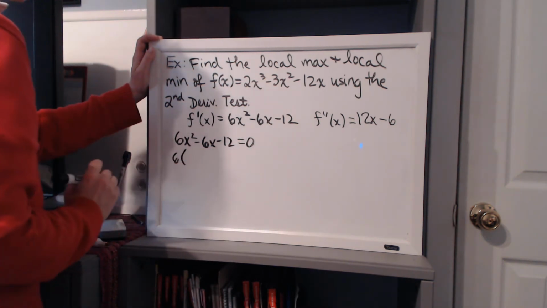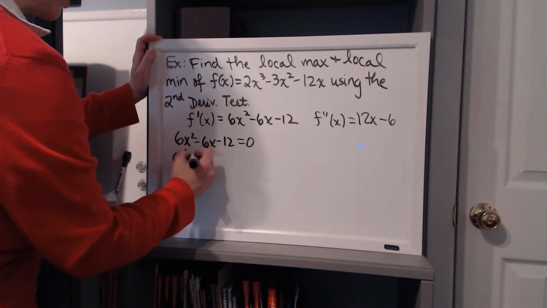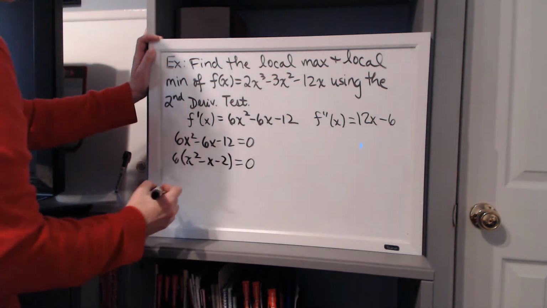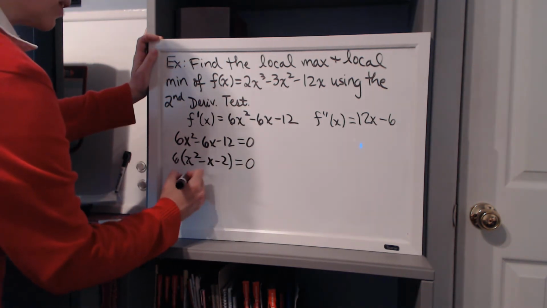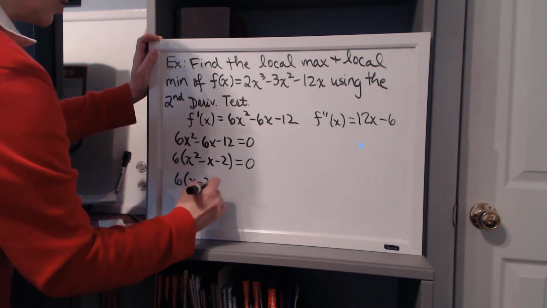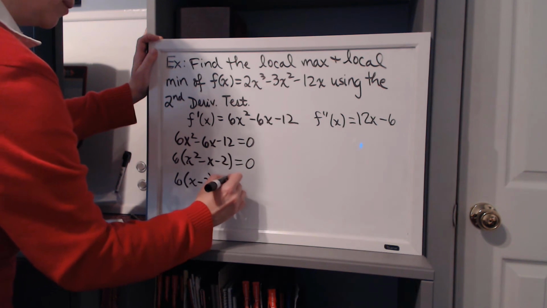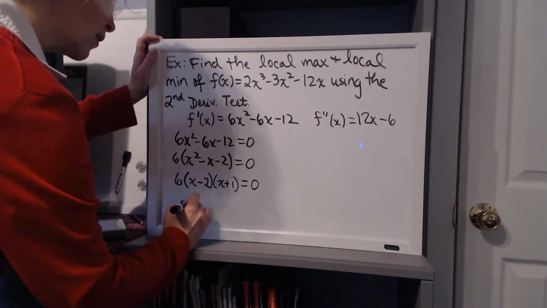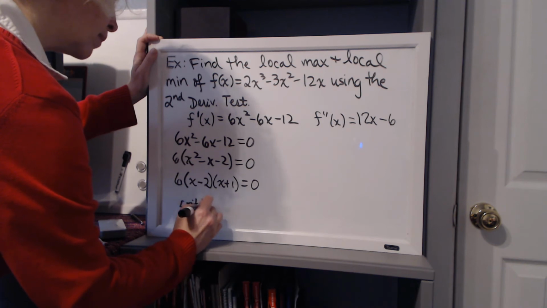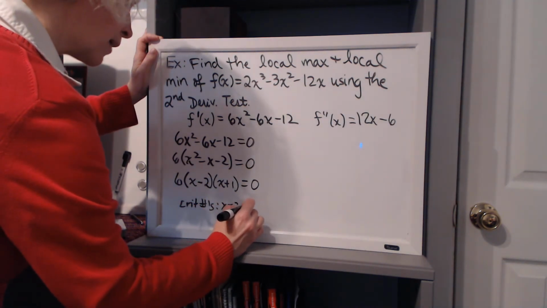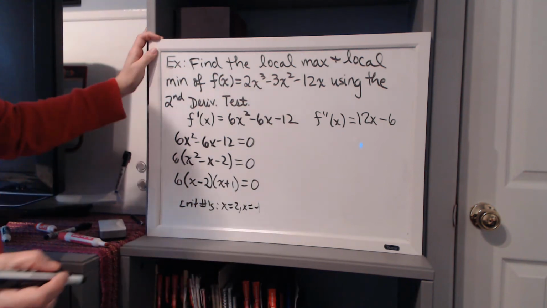I'm going to start by pulling out the 6. We get 6 times the quantity x squared minus x minus 2 equals 0. So that means we can factor the x squared minus x minus 2 as x minus 2 and x plus 1. So that gives us the critical numbers, x equal 2 and x equal negative 1.